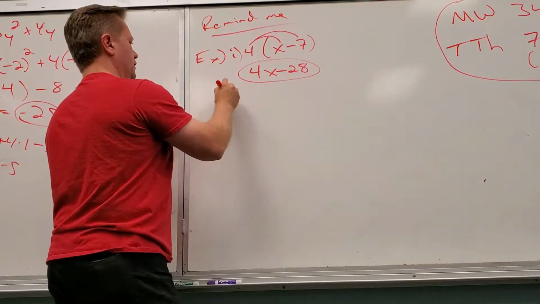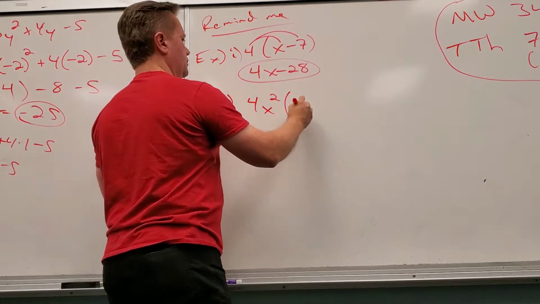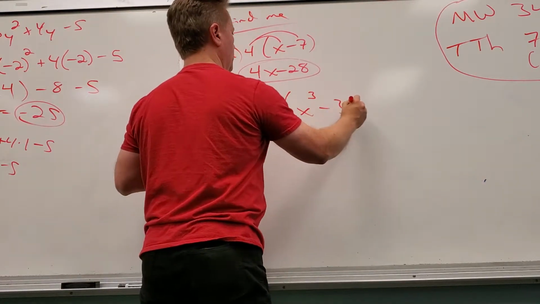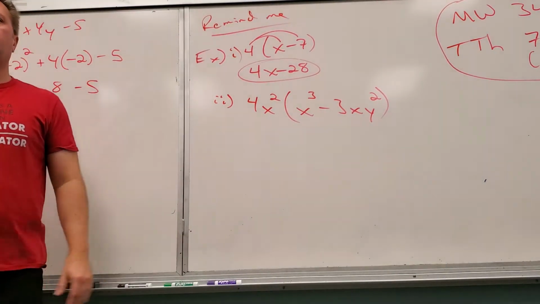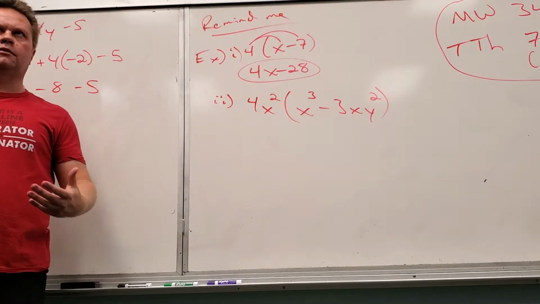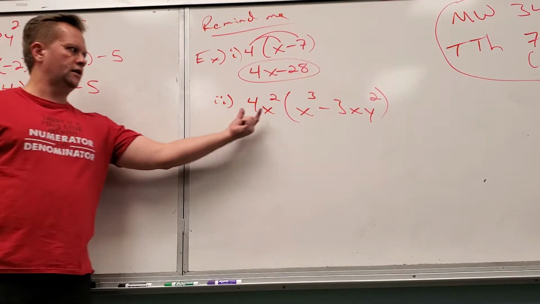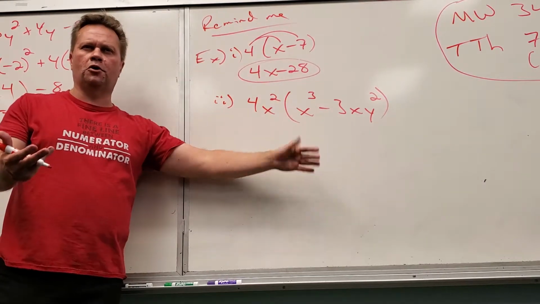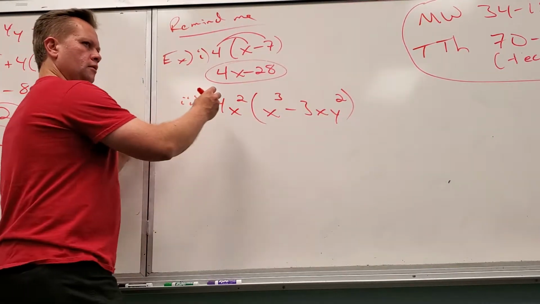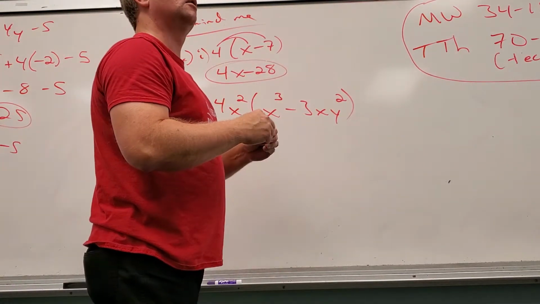So the first level of this is just to pile more stuff in this thing. So like if I had 4x squared times x cubed minus 3xy squared, the fundamental process doesn't change. I'm still going to take this thing and distribute it. It's just I got to be a little more careful. I got a little bit more going on, right? So that's 4x. That's 6. Is it 6 or 6?